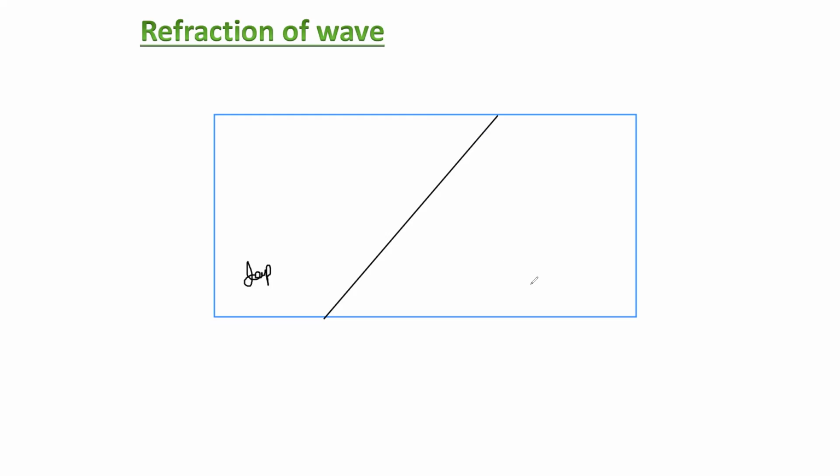Refraction happens when there's a change in density. Density can increase for a medium, it can decrease. So whenever there's a change in density of the medium, then refraction occurs. So what we observe, for example, some part of the wavefront is in a deep region and some part is in a shallow region. So the part of the wave which is in a shallow region will travel slower as compared to the part of the wave in a deep region.